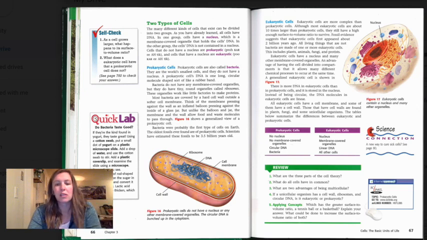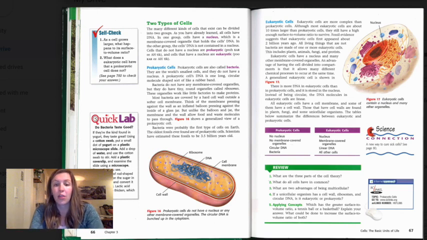The tables below summarize the differences between eukaryotic and prokaryotic cells. So in prokaryotic cells, there's no nucleus, there are no membrane-covered organelles, there's circular DNA, and they are bacteria. In eukaryotic cells, there's a nucleus, there are membrane-covered organelles, there's linear DNA, and they are all other cells that aren't bacteria.